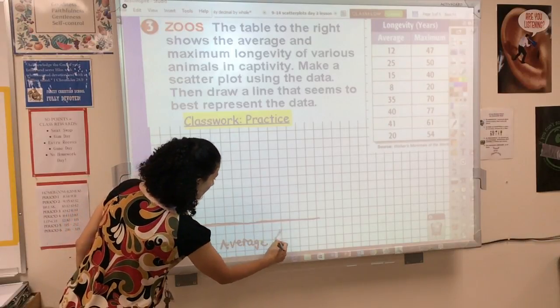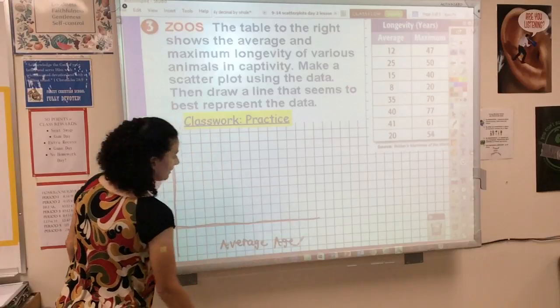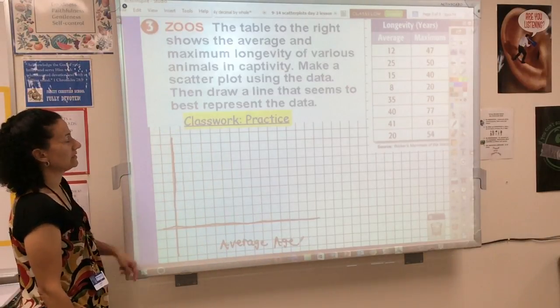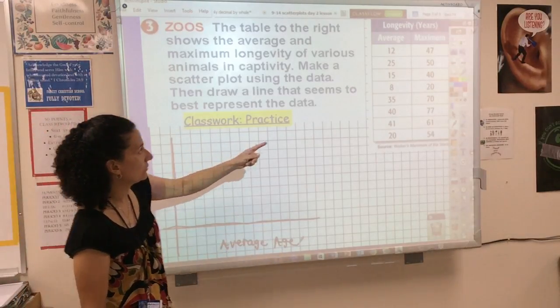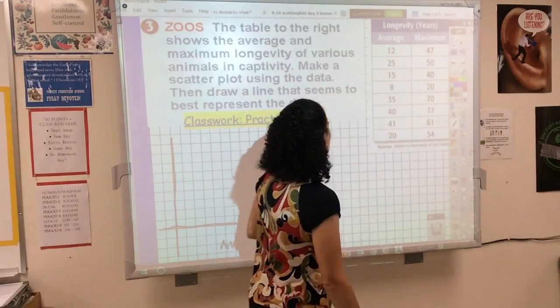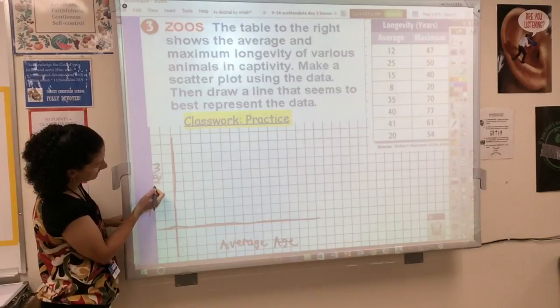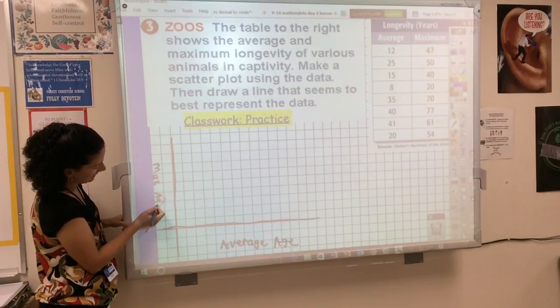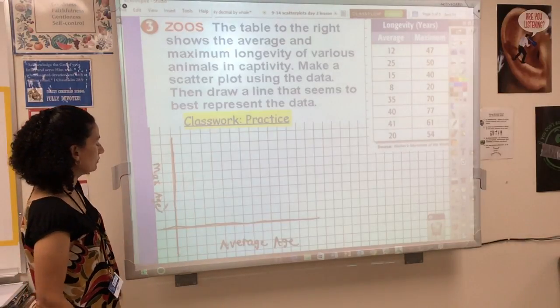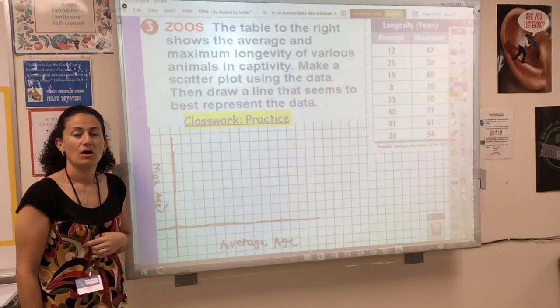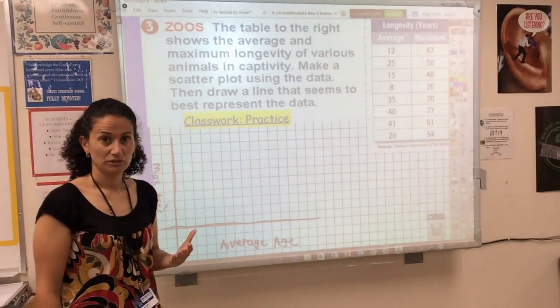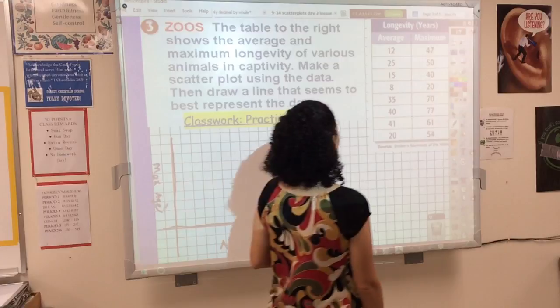I want all your axes to have labels when you're making a scatter plot. So this will be my other variable, which is the maximum age for these animals. So I'm going to call this max age. Okay? So first thing I did was I labeled my axis. All graphs need a title. So I need a title for my scatter plot.